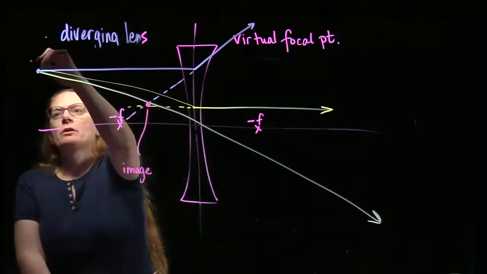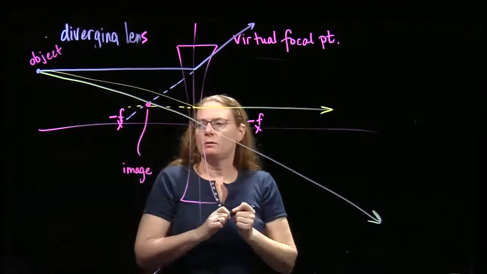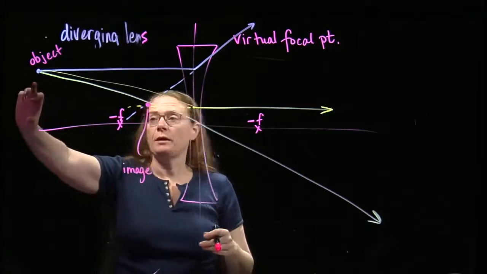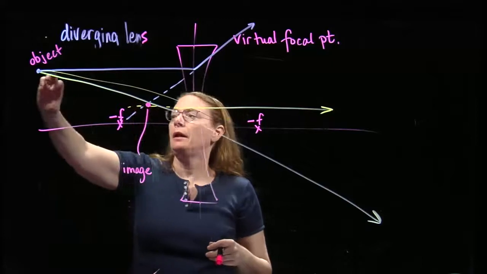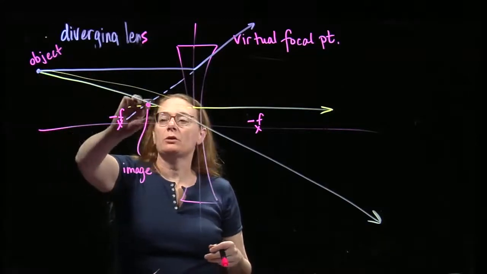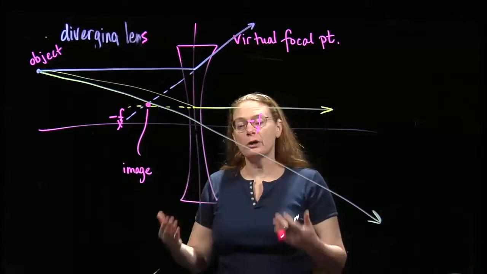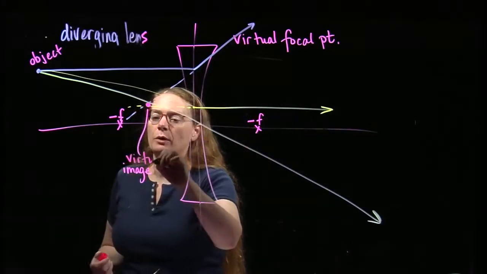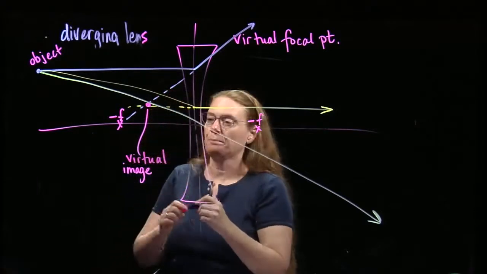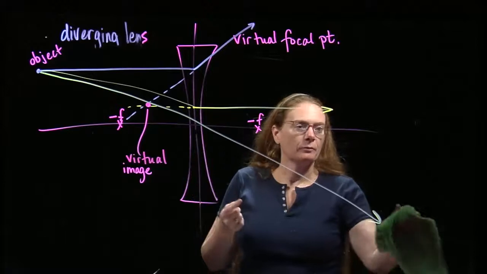So here's our image, here's our object. And what do we see? Oh, okay, it's upright. This is above the axis. This is above the axis. And our image is much smaller. So here we have a virtual image because the light rays don't actually meet up. We have to imagine that they do. It is upright and it is smaller.